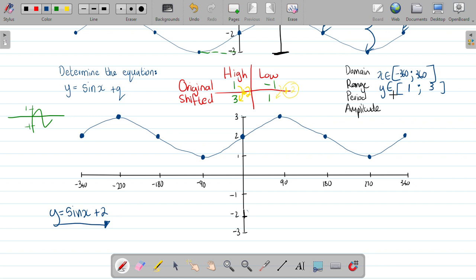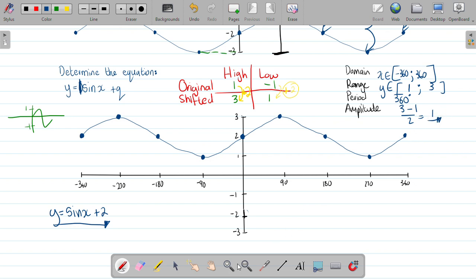The period again is always 360 for a sine graph in grade 10, and the amplitude again, you can use that little cheat code. It's the imaginary 1 there, 1 not 0, or you can take the maximum y value. So it's 3 minus the minimum, 1, over 2. So we're still going to get 1 anyways.